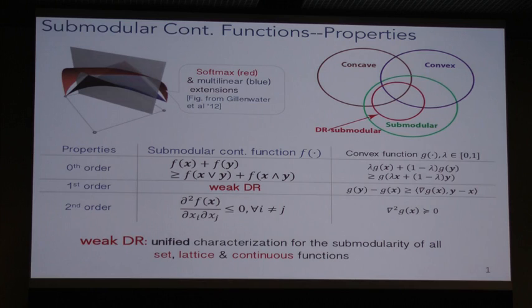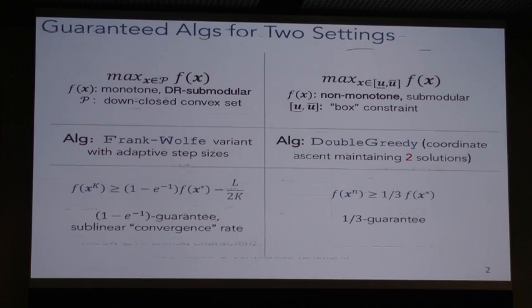We propose the weak DR property, which can be interpreted as a first order condition. And it also gives a unified characterization for the submodularity of all the set functions, integer lattice functions, and continuous functions. We then study two important problem settings. We give the hardness results for them. So both of them are NP-hard problems.